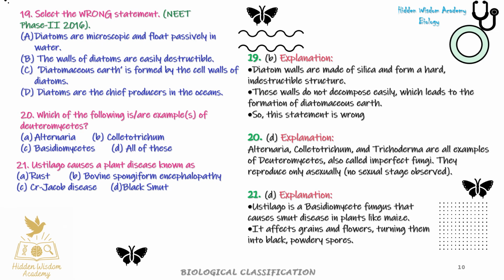19. Select the wrong statement. This is a PYQ. Option A. Diatoms are microscopic and float passively in water. Option B. The walls of diatoms are easily destructible. Option C. Diatomaceous earth is formed by the cell walls of diatoms. Option D. Diatoms are the chief producers in the oceans.